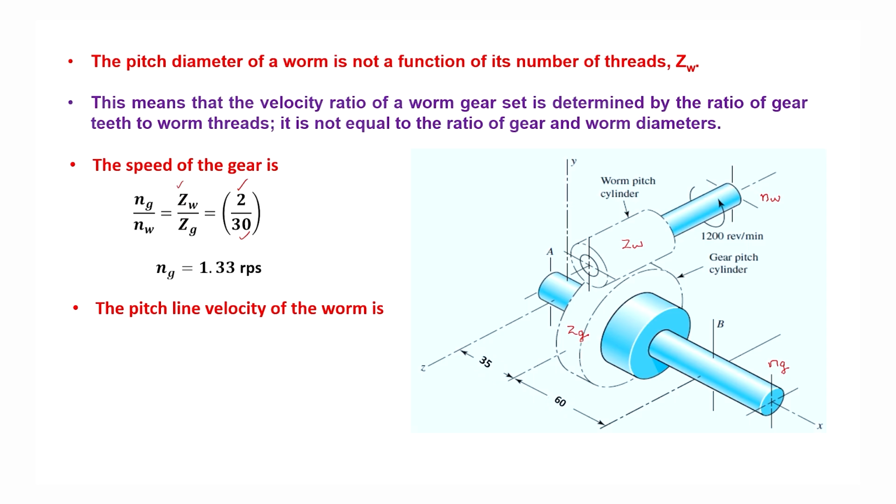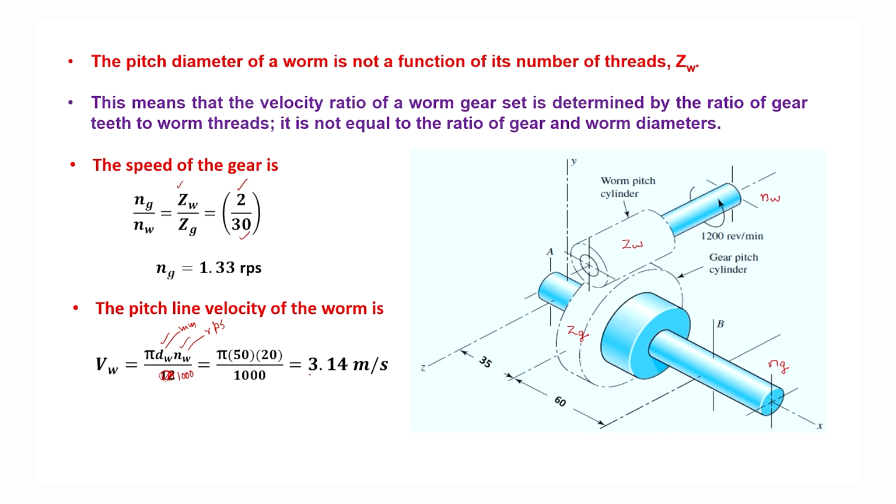The pitch line velocity of the worm is found knowing the pitch cylinder diameter of the worm and the revolution of the worm. It is given by pi dw nw divided by 1000, where dw is in mm and nw is in rps, revolutions per second.